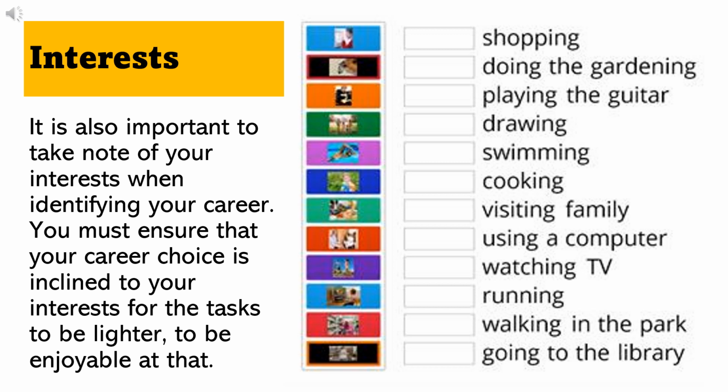It is also important to take note of your interests when identifying your career. Since it is difficult to thrive in a workplace where you are not passionate about, you have to ensure that your career choice is inclined to your interests in order for the tasks to be lighter, to be enjoyable at that.